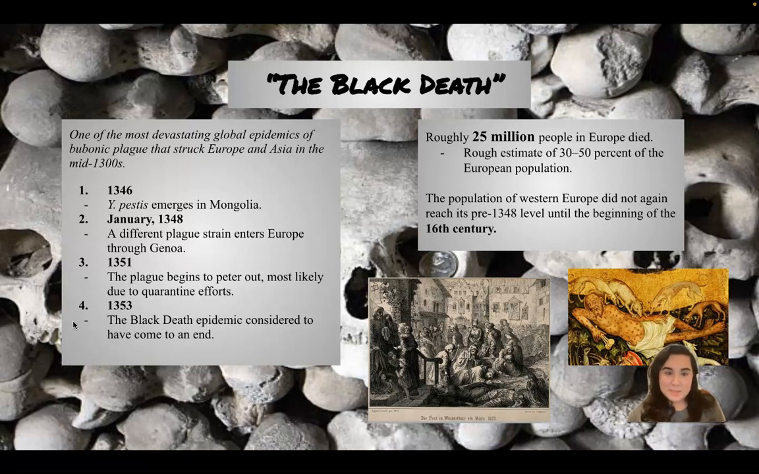So, the Black Death epidemic was one, if not the most devastating global epidemic of the bubonic plague that struck Eurasia around the 1340s. The Yersinia pestis bacterium first emerged in 1346 in Mongolia and was quickly spread through rats and other fleas getting on transport systems such as ships and cargo carriages. It didn't hit Europe full force until January of 1348, when a different strain of it arrived at the shores of Genoa.